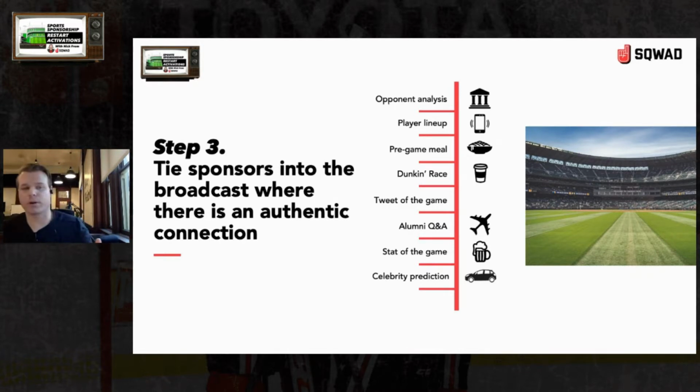Stat of the game with a beer partner, Budweiser, Heineken, whatever that may be, tying it in with that piece, maybe doing a promotion of a buy one, get one free if this player hits this stat. That is a great way. And then celebrity prediction with a car partner, again, building that trust. Celebrity prediction could be from the dealer.